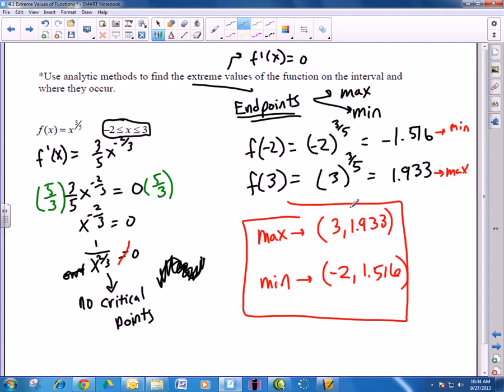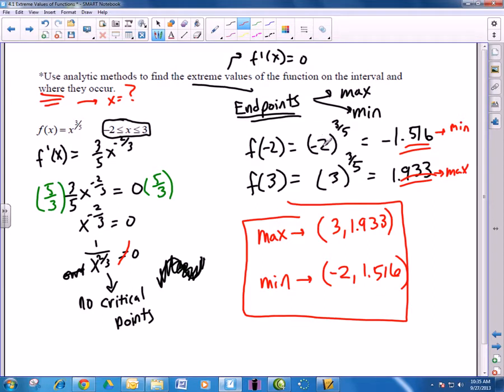Now technically when they ask where they occur, it's probably safe just to answer x equals. Okay, but what I would do is just give the coordinate. You have the y value here anyway. Okay, but if it's on the exam, if it's a no calculator and you have this, come on guys, there's nobody that I know that can compute -2 to the 3/5 or 3 to the 3/5 in their head. So they don't expect you to compute this in your head.